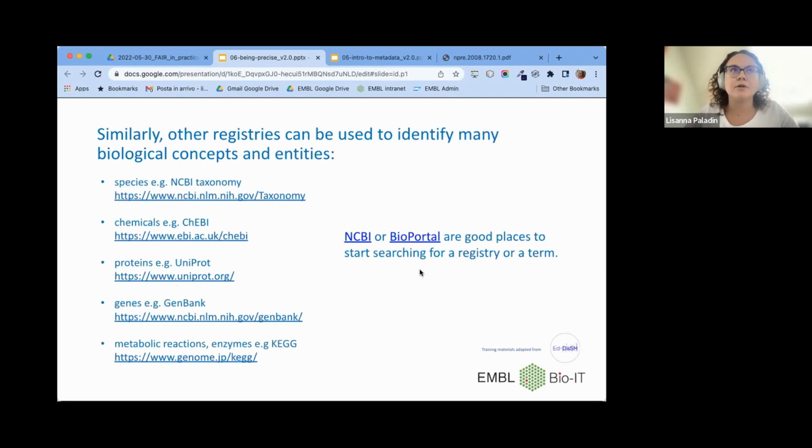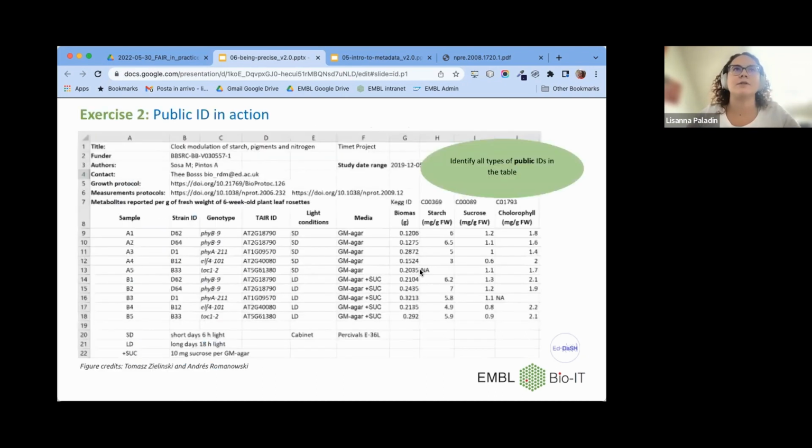So similarly to ORCID, other registers can be used to identify many biological concepts and entities. I'm sure you are at least familiar with one or more of them: the NCBI taxonomy, ChEBI for chemicals, UniProt, GenBank, and metabolic reactions and enzymes. In the next couple of slides, we're going to have a look at organized taxonomies and in general how we can structure IDs.